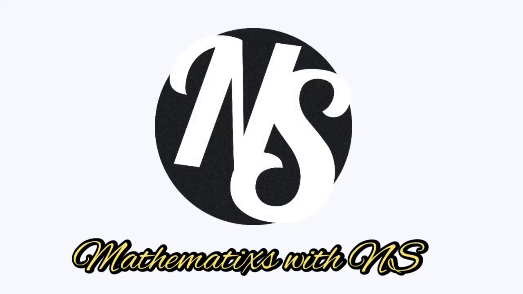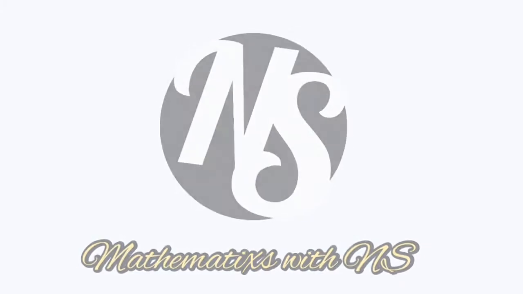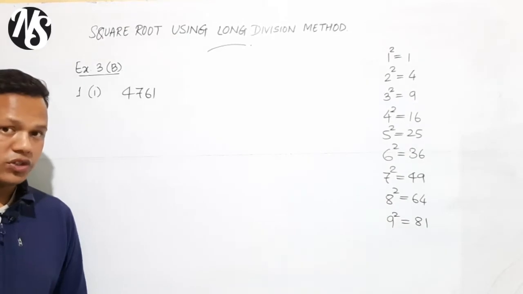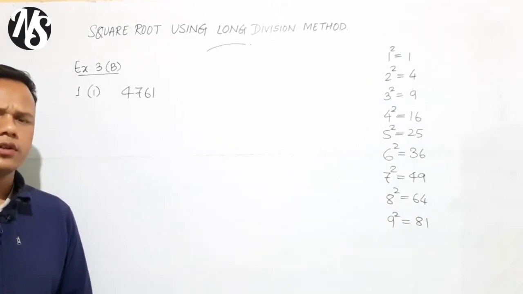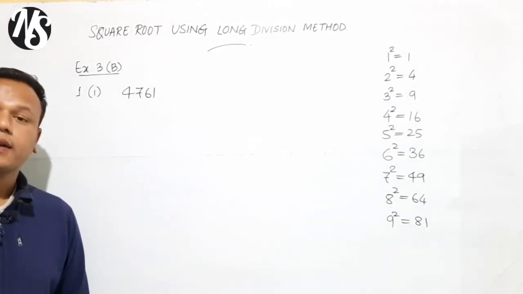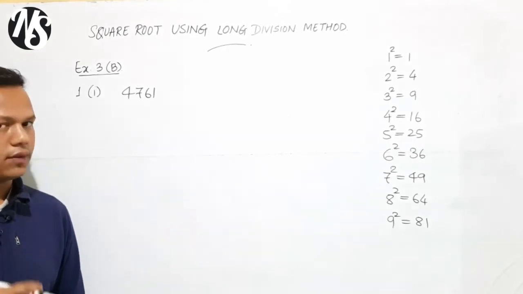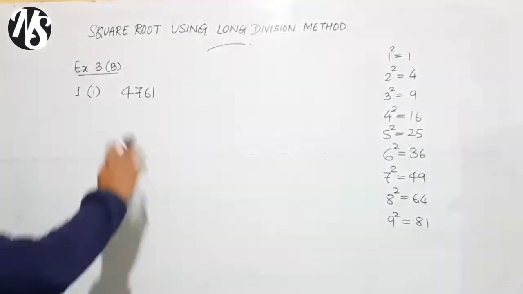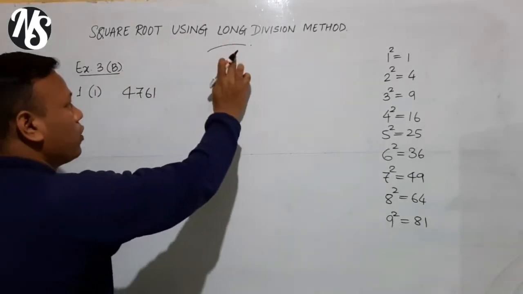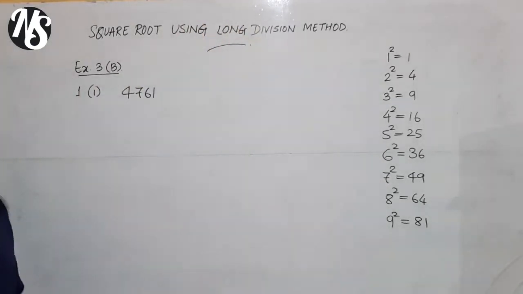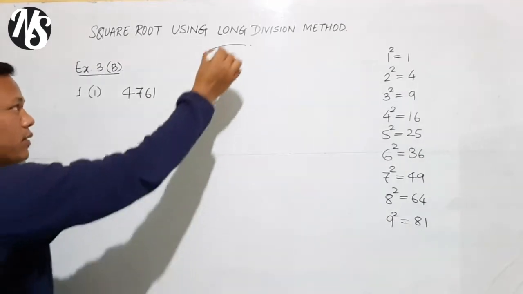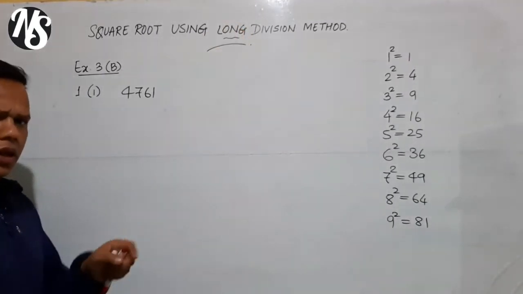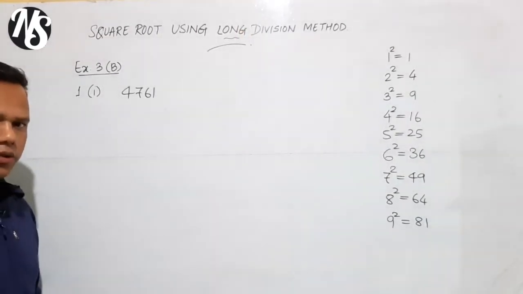Welcome back, dear students. Today, as part of the square root chapter, we are going to learn a new technique for finding the square root of any given number. This is called square root using the long division method. As the name itself suggests, it's going to be a long process compared to the earlier one.